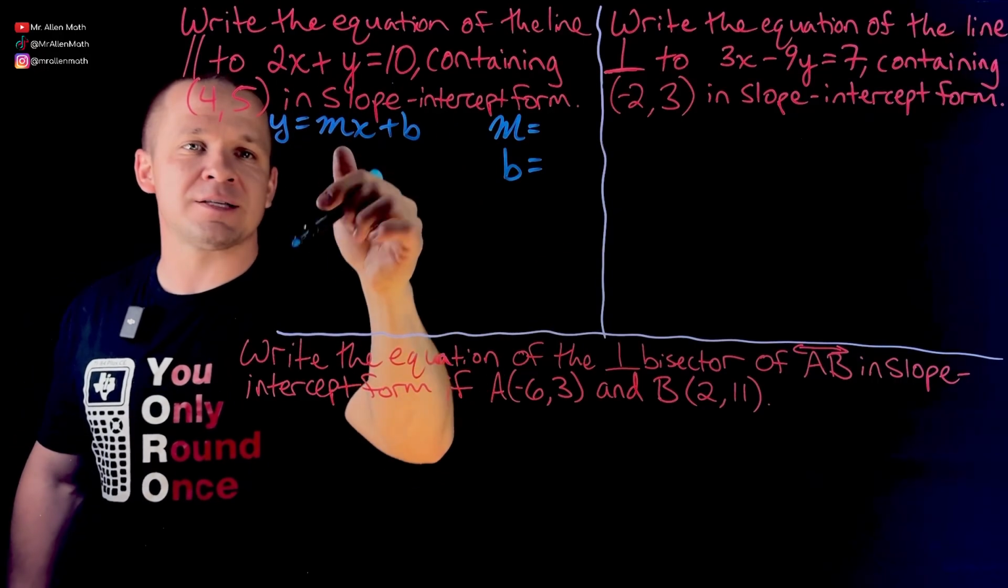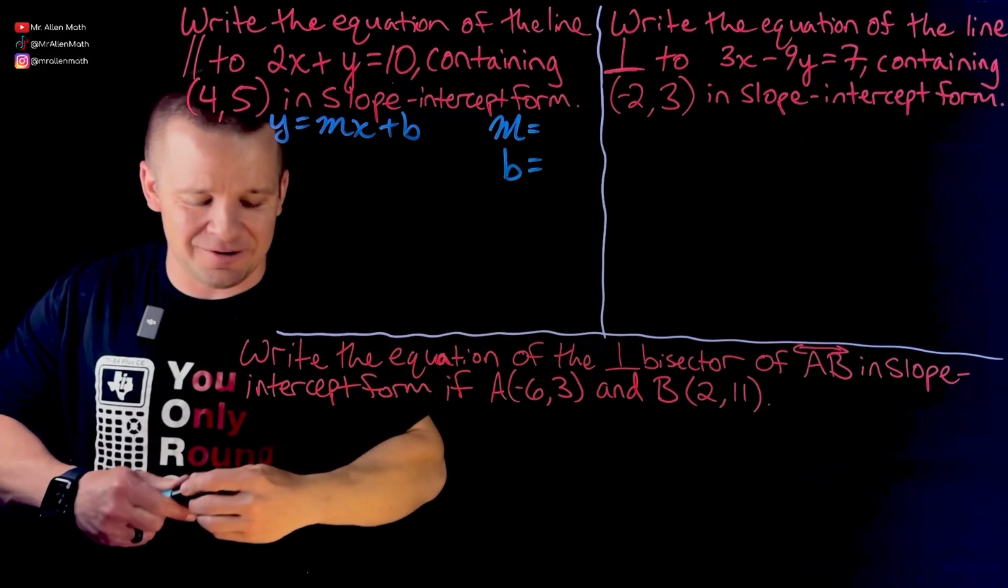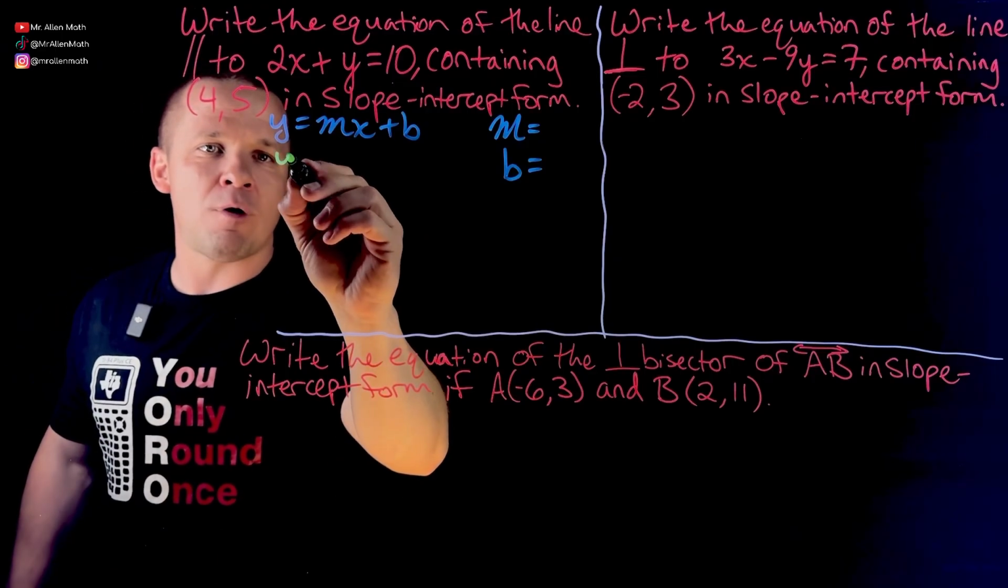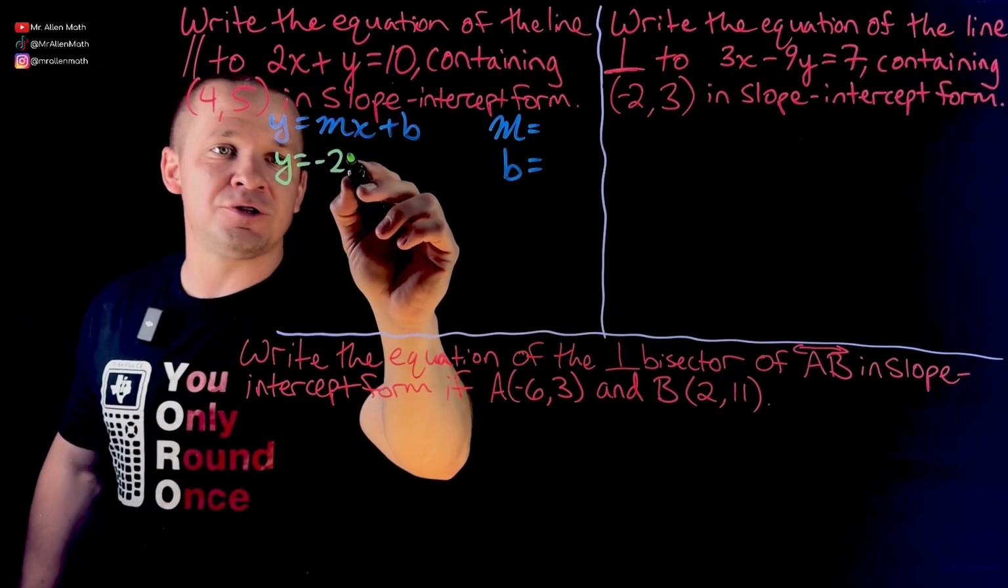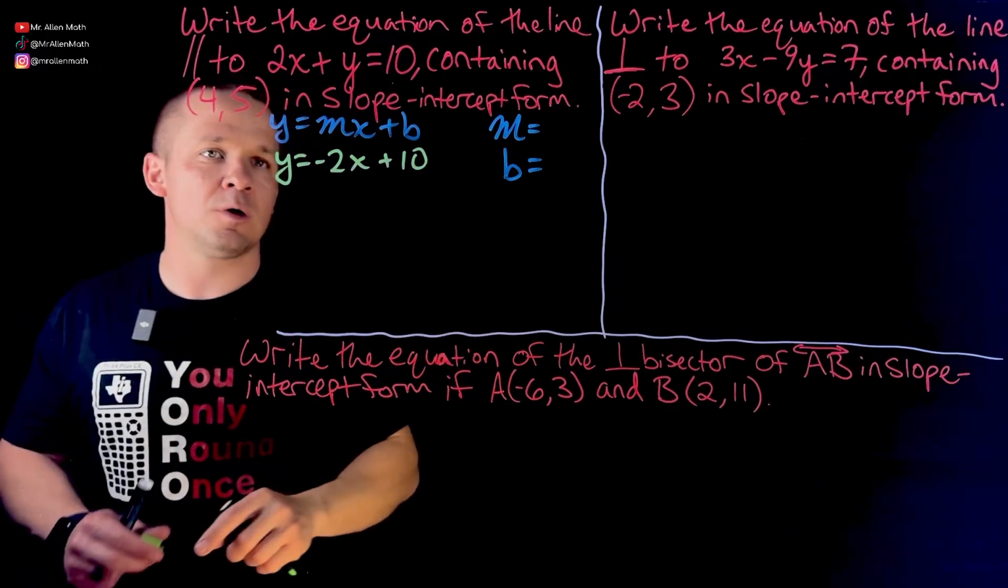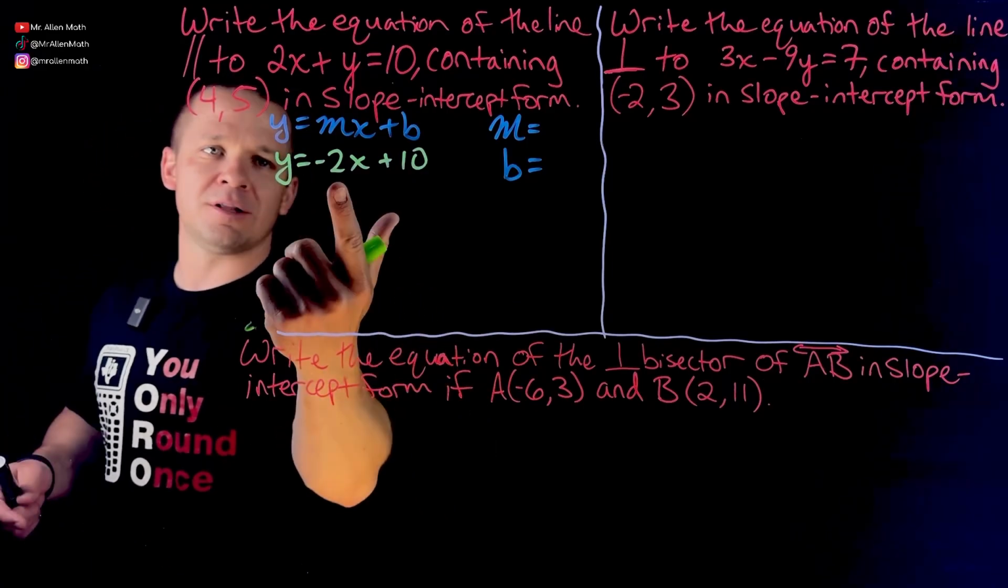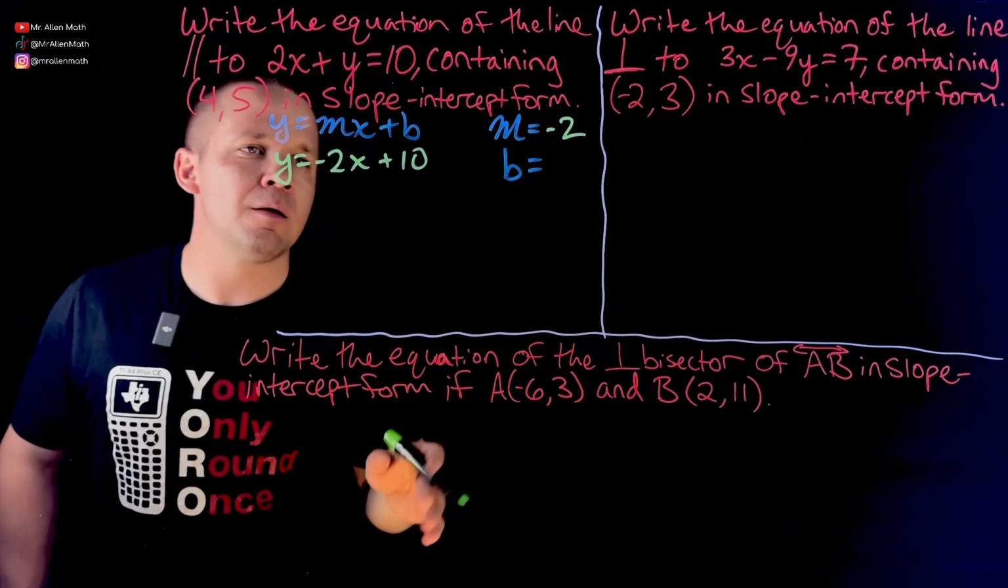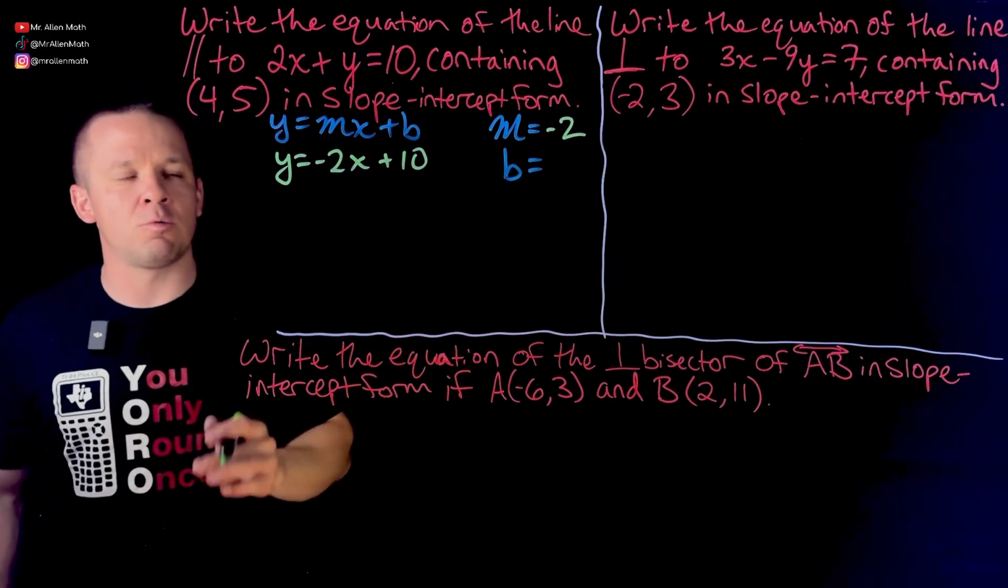Let's subtract 2x on both sides, and I'll put that in a different color here. I'm going to have y equals negative 2x plus 10. Okay, so what's my slope? My slope is negative 2. Beautiful, halfway there. Now let's get the y-intercept.